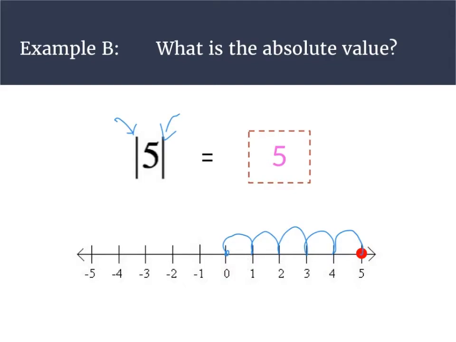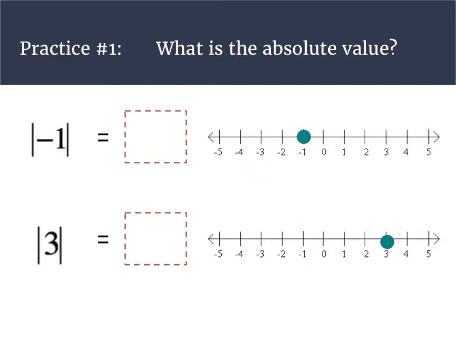All right, let's go ahead and see you try one on your own. Here we are at practice number 1, and it says, what is the absolute value? You've got 2 problems there: the absolute value of negative 1 and the absolute value of 3. I want you to try these 2 problems on your own. You're going to pause the video now. Try the problems on your own, then press play again to see if you are right.